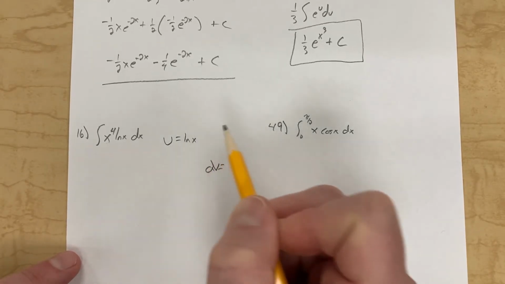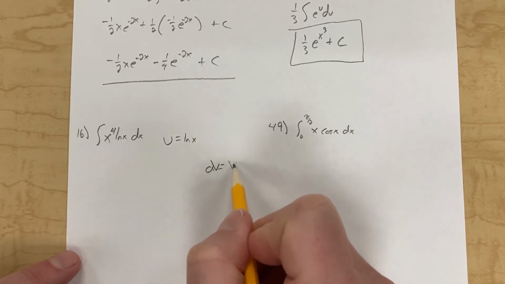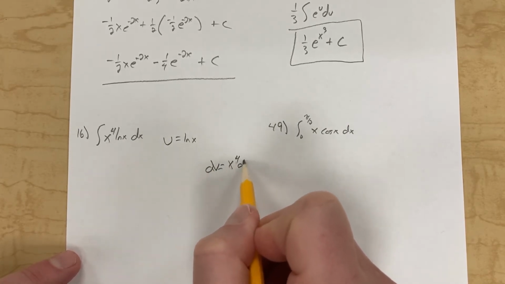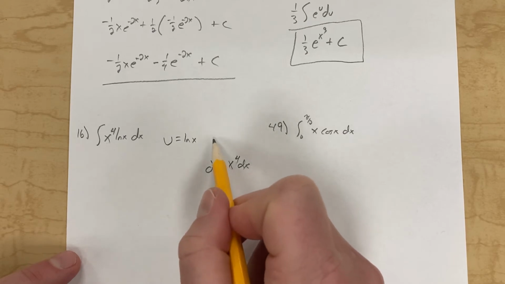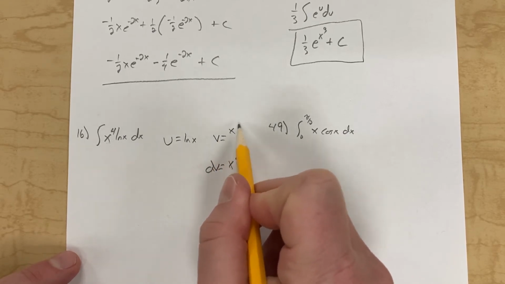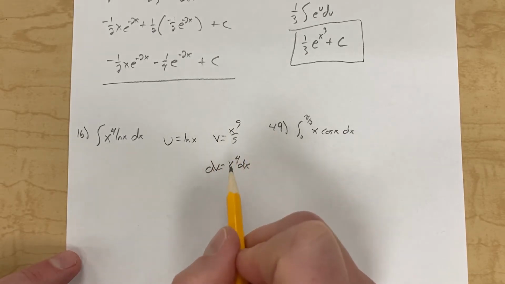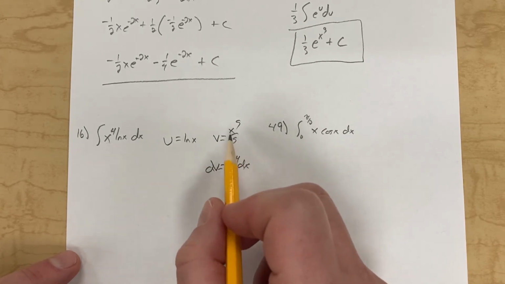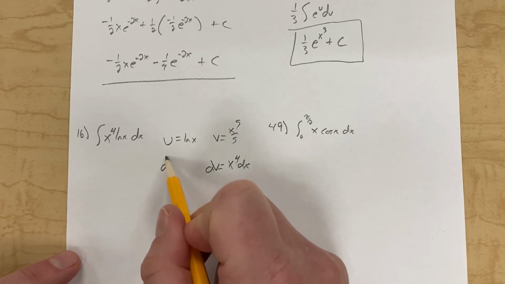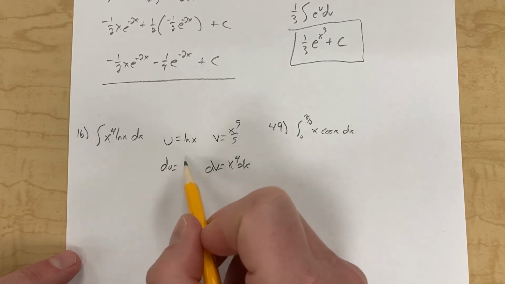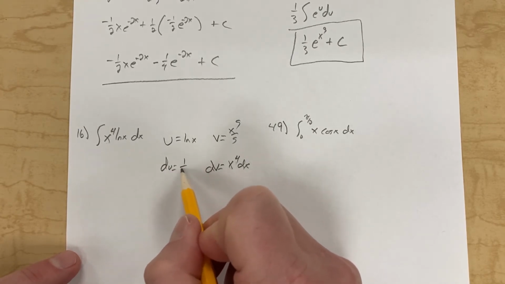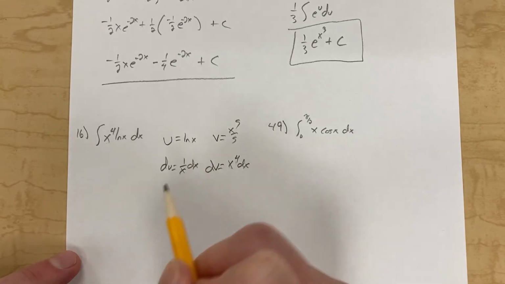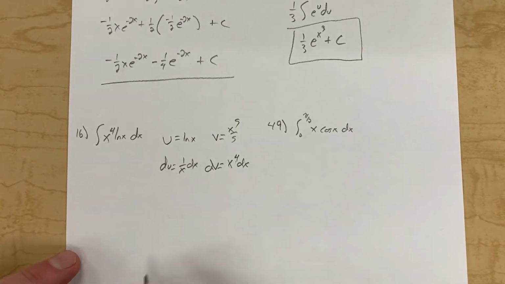You might balk at this a little bit, because backing up to v will give you x to the 5th over 5, and you'll feel like I'm making this more complicated, not less, by doing that. But it's the only way to get through this because of the natural log piece. The derivative of natural log is 1 over x dx. And now we can try to put this together.